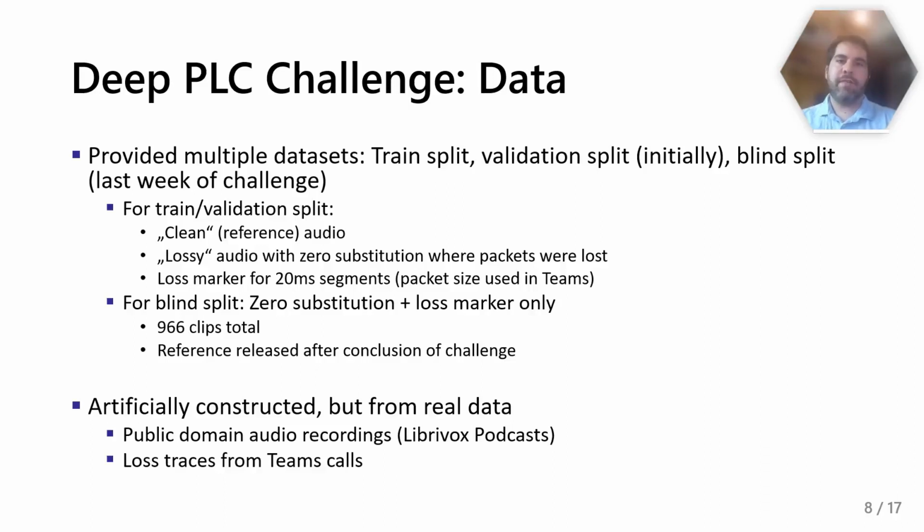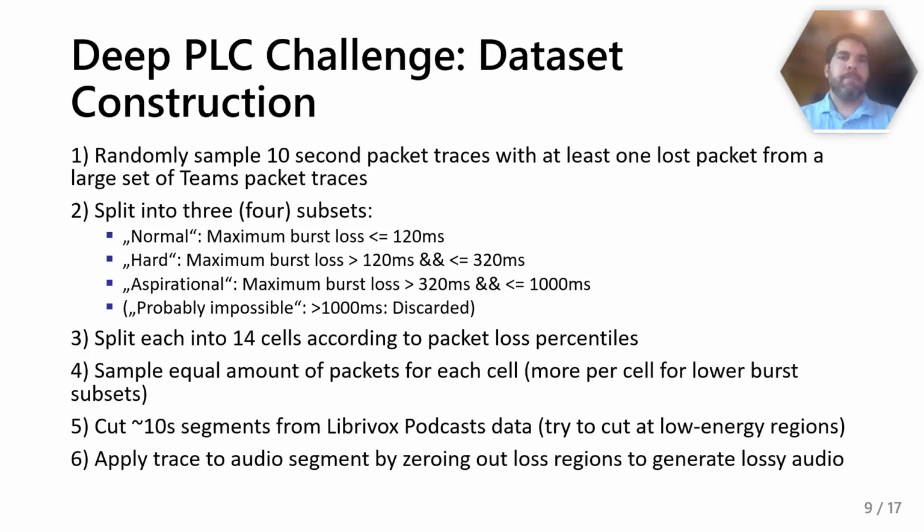The data we provided is artificially constructed, but from real data. So we can't just use people's actual calls for this sort of thing, obviously. But what we can use is real packet loss traces, so that we can get the real packet loss patterns from actual calls. And we can apply that to public domain audio, in this case, LibriVox podcasts. And that's the data that we provided to participants. Just very quickly, how did we get to these packet loss traces? We started with a lot of traces from Teams, but most calls actually have pretty decent or close to no packet loss, but a lot do.